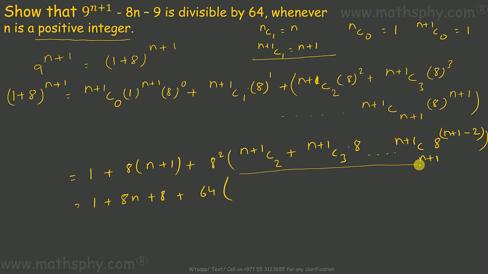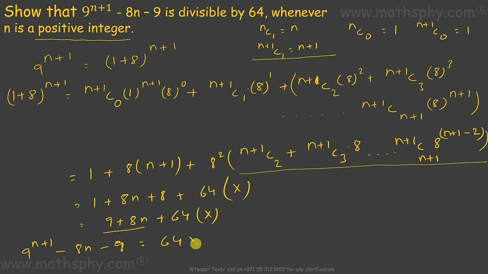This entire bunch, let's take them as x or say k, whatever you want to take. Let's take it as x. So this will be 1 plus 8, 9 plus 8n plus 64x. 9 plus 8n goes this side, so this will be 1 plus 8 is 9. So 9 to the power n plus 1 minus 8n minus 9 equals 64x. This entire bunch. Now you see, if 9 raised to n plus 1 minus 8n minus 9 is equal to 64x, x can be any number. We are not bothered about that.